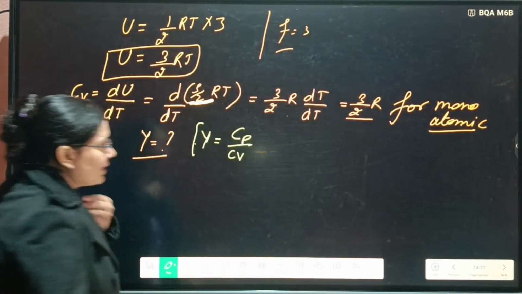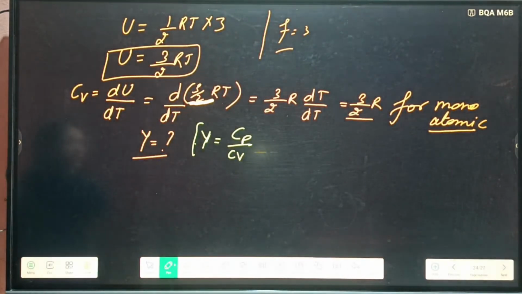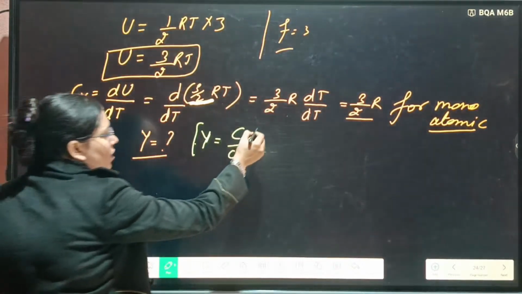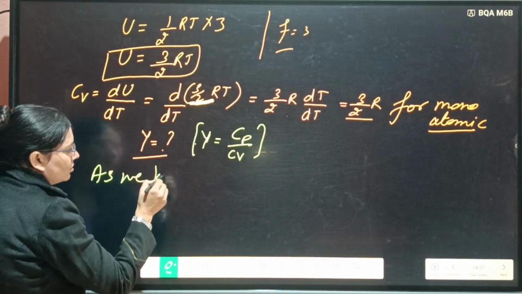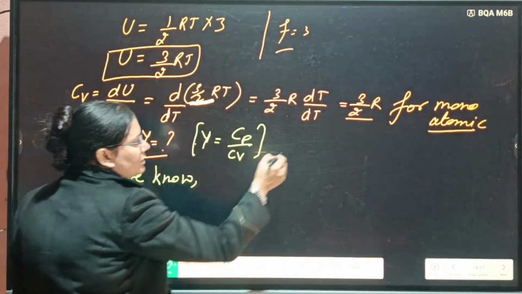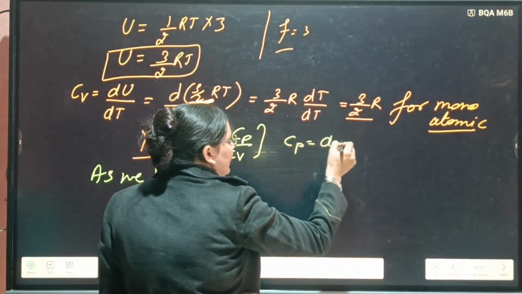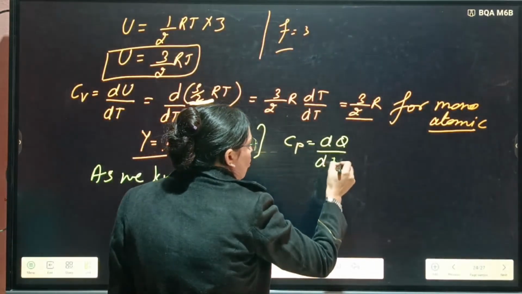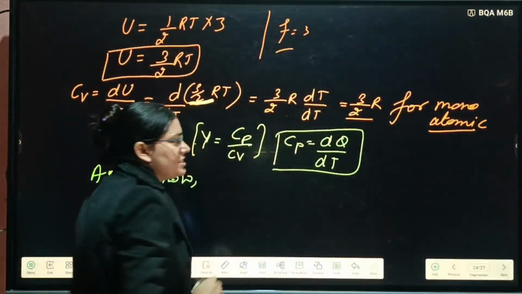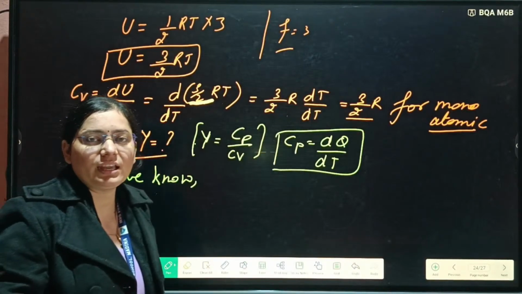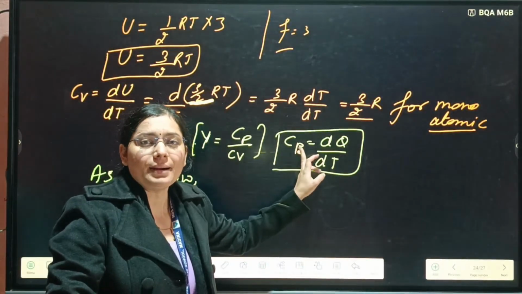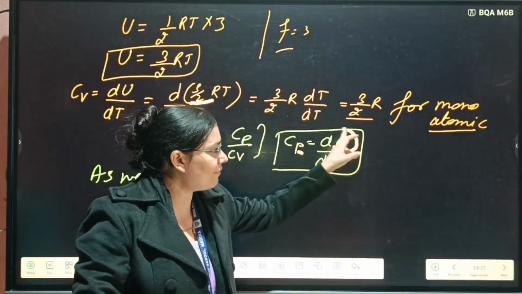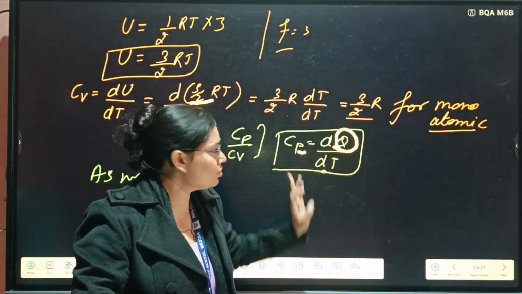Okay, gamma is equal to Cp by Cv. Then how can we write here? Cp, how can we find there? As we know, Cp होता है बेटा dQ by dT, differentiation of heat with respect to temperature, then it will give the specific heat at the constant pressure, but in our case there is no heat given. That's why we can't use this relation.